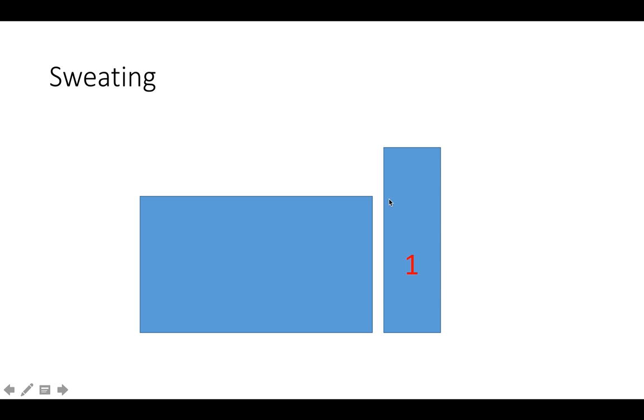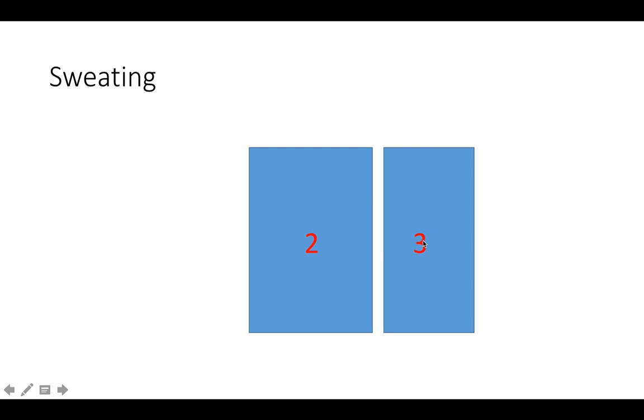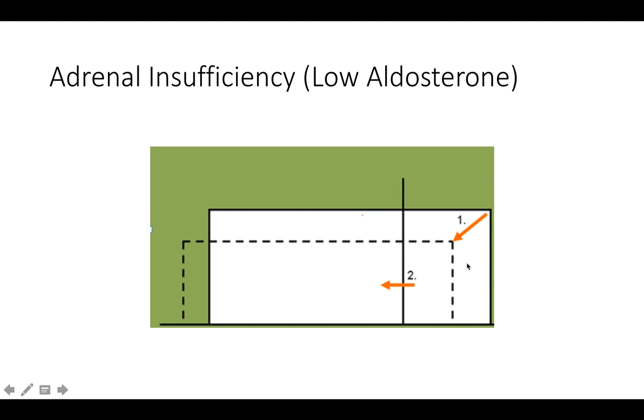Now what's going to happen? Since this has a higher osmolarity, water is going to leave the compartment on the left-hand side and enter into the compartment on the right-hand side, meaning that the left-hand side is going to match the osmolarity of the right-hand side, and the volume of the left-hand side is going to shrink, while the volume of the right-hand side is going to increase.